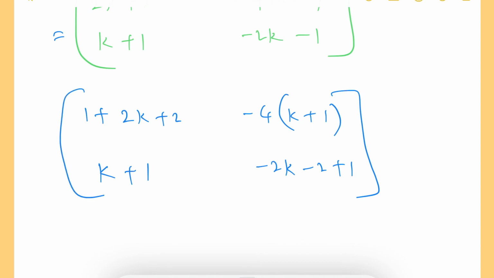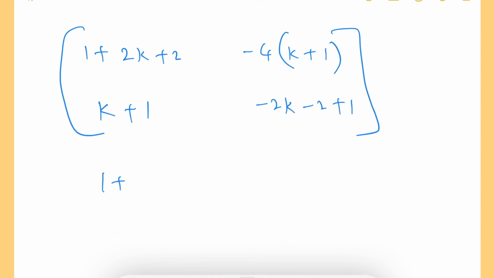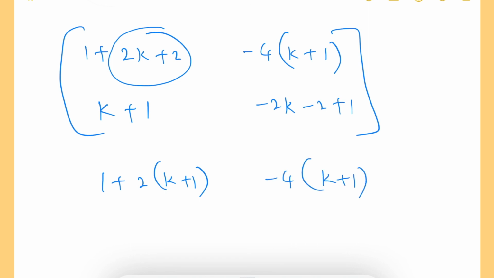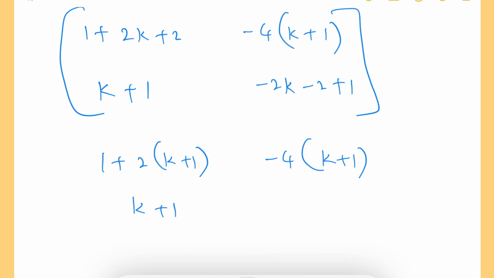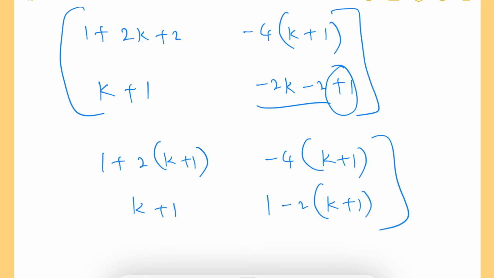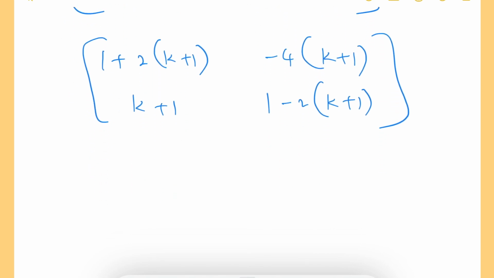Okay, now 1 plus 2k plus 2, I can take 2 common, then we remain with k plus 1. Next, the second element I am keeping as it is, because already I took common, I cannot do anything again. Next, the third element is also already simplified, so I am keeping it as it is, k plus 1. Now next one, plus 1 I am writing, then from minus 2k minus 2 I will take minus 2 common, then we remain with k plus 1. Okay, now if we observe the question, what he is asking to find out, this is in the form of 1 plus 2n.